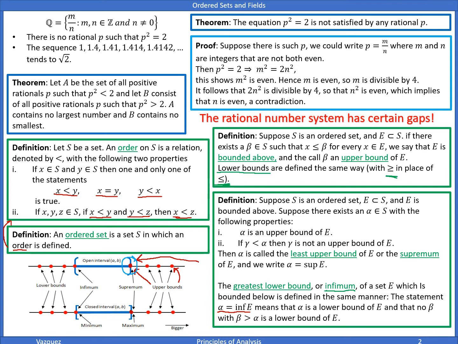Similarly, the infimum is the greatest lower bound, because we have all these lower bounds over here, but the infimum is the greatest of them. In this case over here, we have the minimum and maximum, which are different from the supremum and infimum. And we also have the lower bounds and upper bounds because, like I said, we can have more than one upper bound and more than one lower bound.